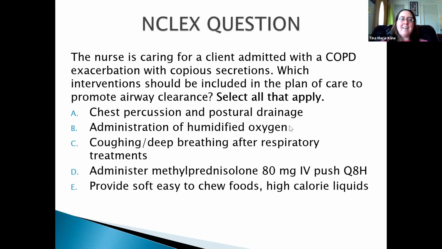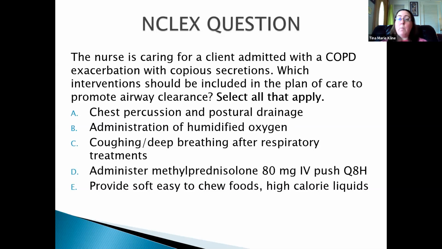Okay, good, interesting. All right, so let's go through and look at these. Chest percussion and postural drainage. This is where we're methodically pounding on the chest a little bit to try to loosen those secretions. And postural drainage is the positioning of the patient to help the outflow of secretions. So does that intervention address airway clearance? Yes, it does.